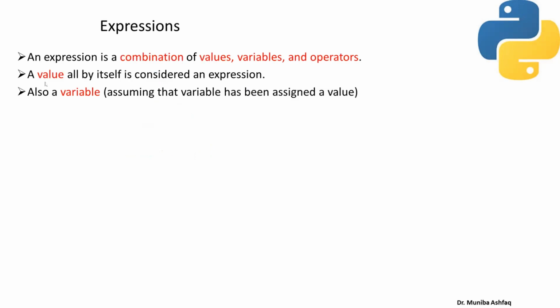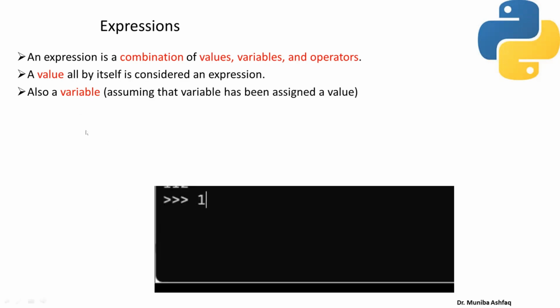Now come towards expression. An expression is a combination of values, variables, and operators. A value all by itself is considered an expression. Also a variable, assuming that variable has been assigned a value. So basically an expression contains values, variables, and operators, and their combination becomes an expression. If you have only one value, that value can also be considered an expression. And even a simple variable would also be an expression, assuming you have assigned some value to that variable already.